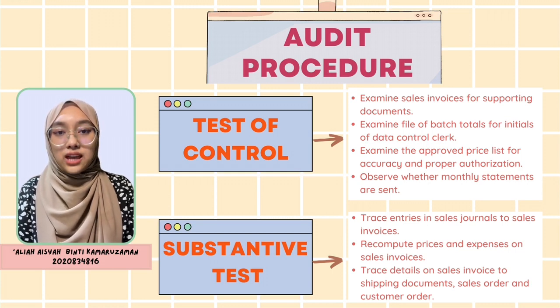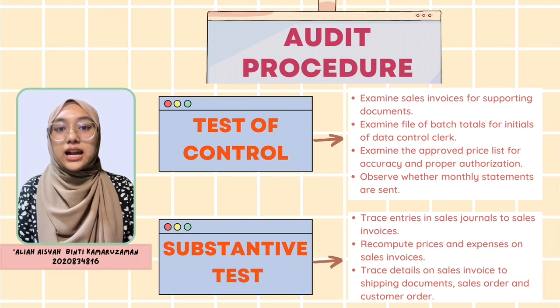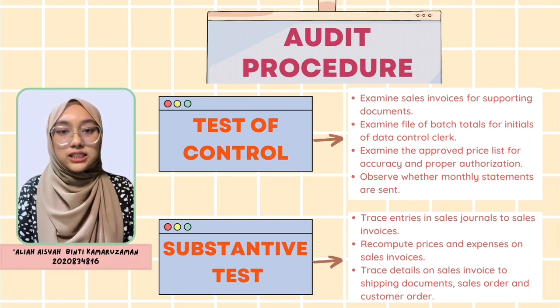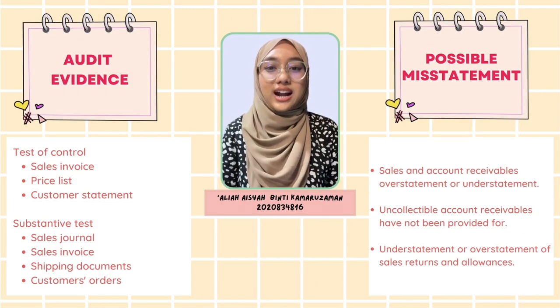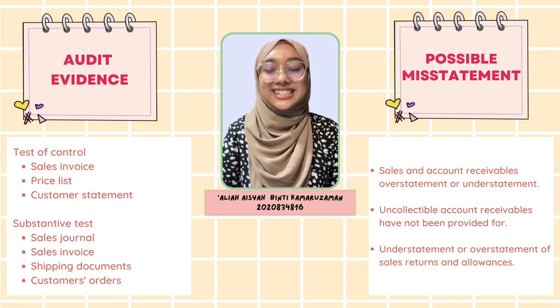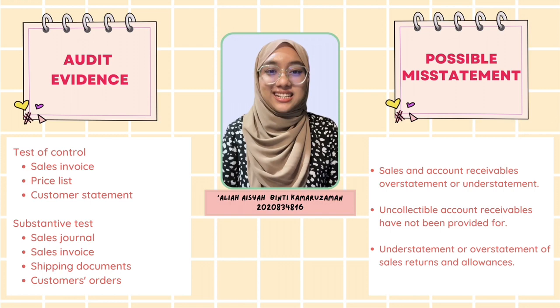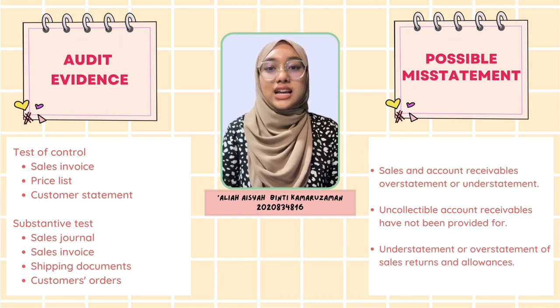For the substantive test, trace entries in sales journals to sales invoices, recompute prices and extensions on sales invoices, and the last one is trace details on sales invoice to shipping documents, sales order, and customer order. The audit evidence for the test of control are sales invoice, price list, and customer statement, while for the substantive tests are sales journal, sales invoice, shipping documents, and customers' orders.